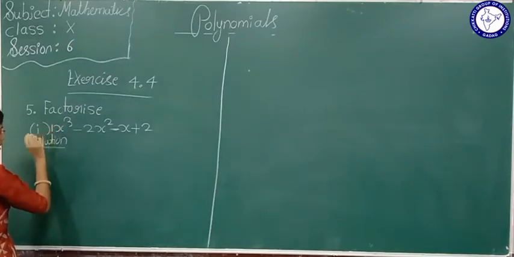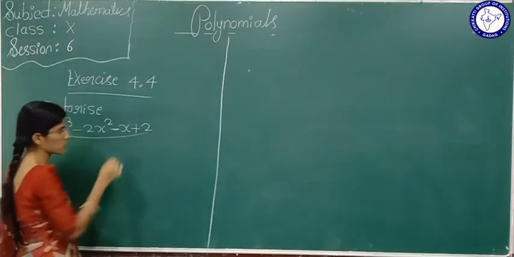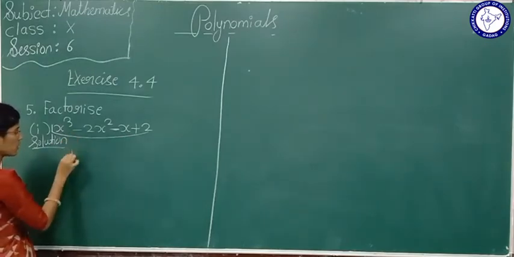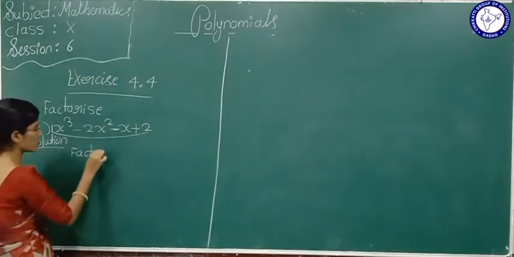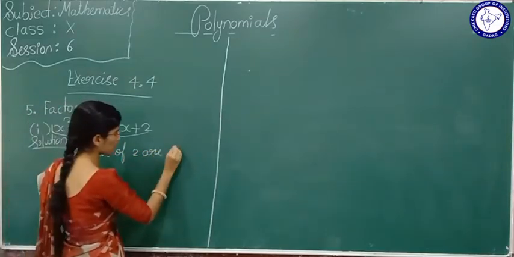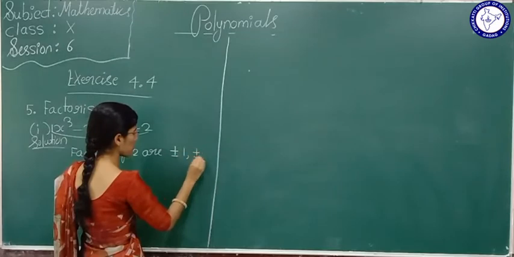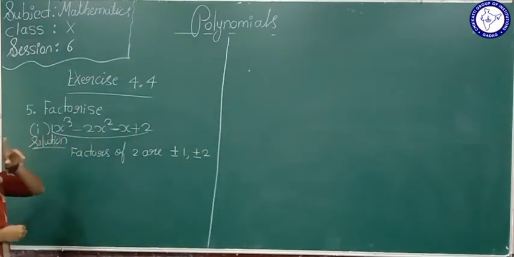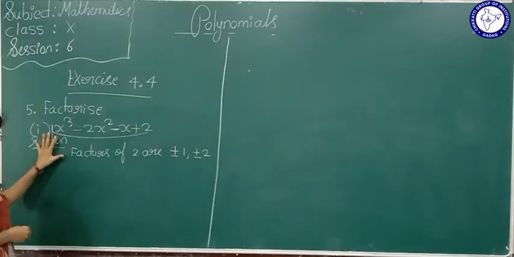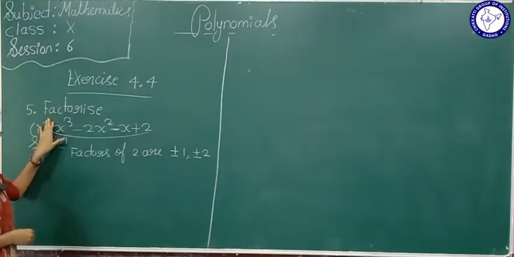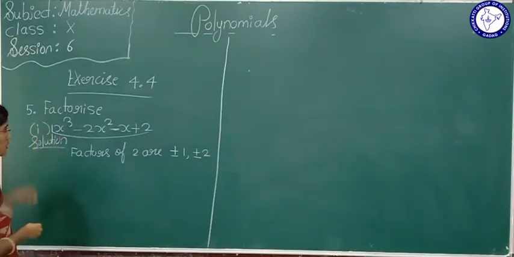See here, 1 will be there, right? 1 multiplied by 2, what is that? 1 multiplied by 2 is 2. So what are the factors of 2? Factors of 2 are plus or minus 1, plus or minus 2. Okay. First you find out one factor for this cubic polynomial. In a cubic polynomial we are going to get 3 factors. Find out one factor.